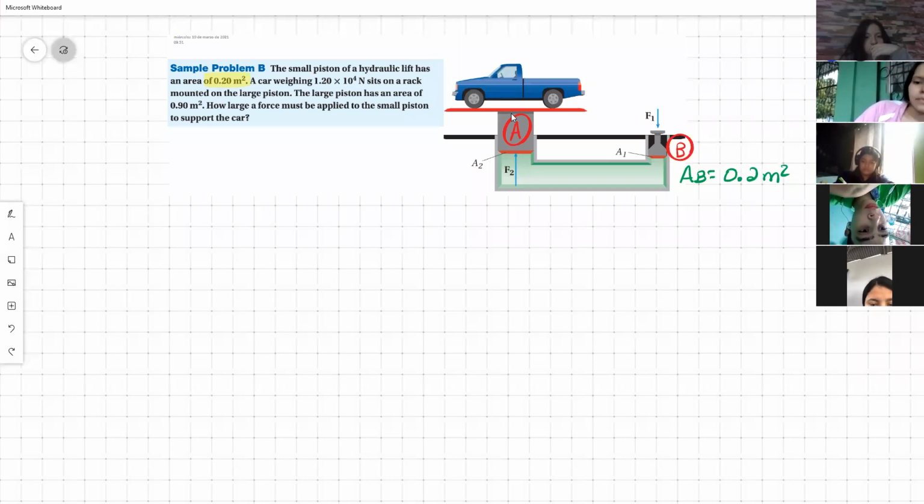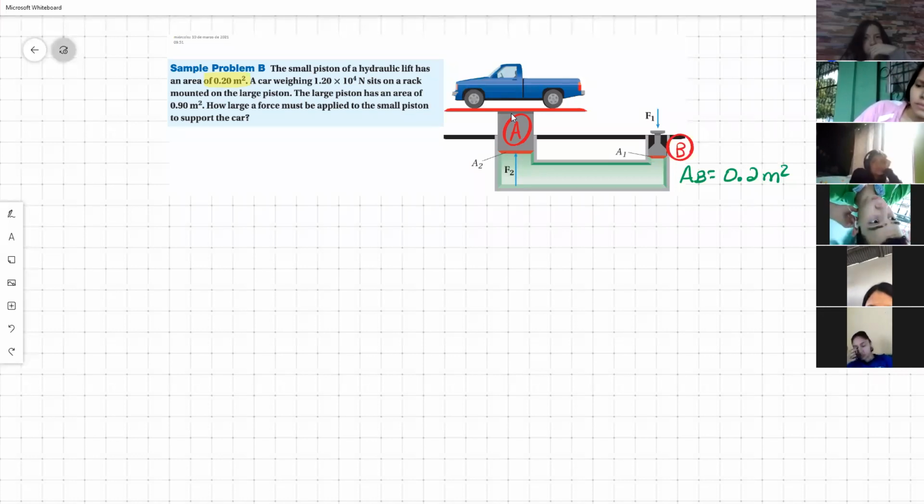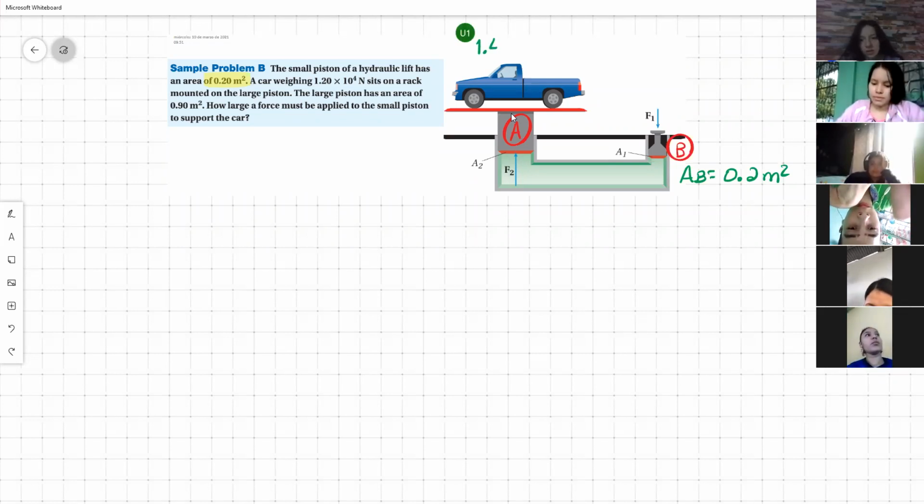Okay. So then it says a car weighing 1.2 times 10 to the 4th Newton. Where am I going to put the information? It says it sits on a rack mounted on the large piston. So where am I going to put that data, over A or over B? Over A. That is 1.2 times 10 to the 4th power Newton, and this is the force that is applied on the point A. So I'm going to call it FA. We already included this information.